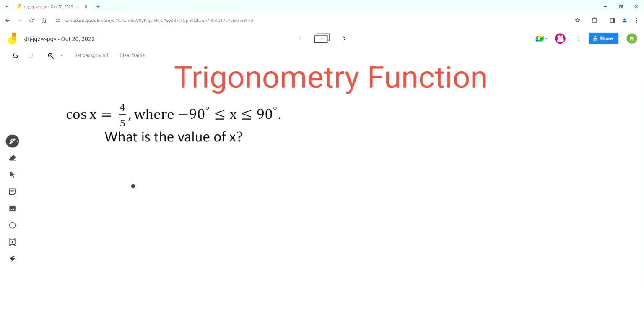Hello everyone. Now in this video, we will solve this problem based on the concepts of trig functions. We are given that cos of x is equal to 4 over 5, where x lies between negative 90 degrees and positive 90 degrees. And we have to find the value of x.